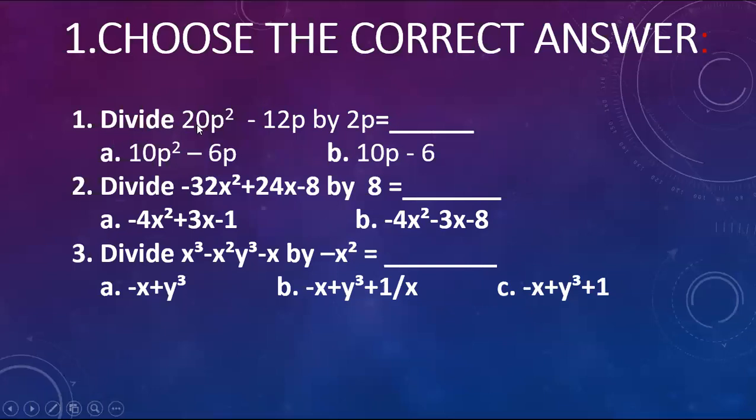So, it's my turn to ask the question, students. Question number 1 is divide 20p square minus 12p by 2p. I want you to please mention the question number and the correct option number only, please.